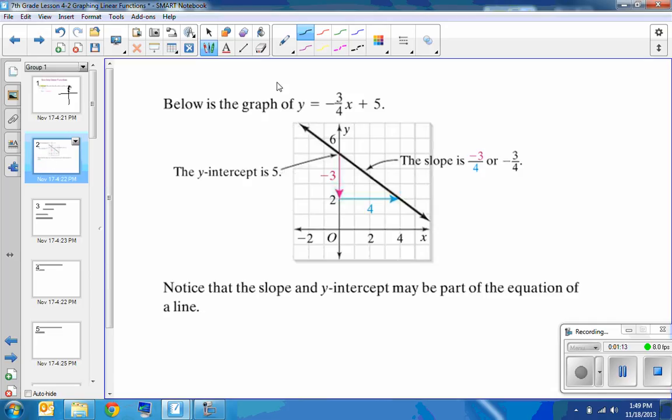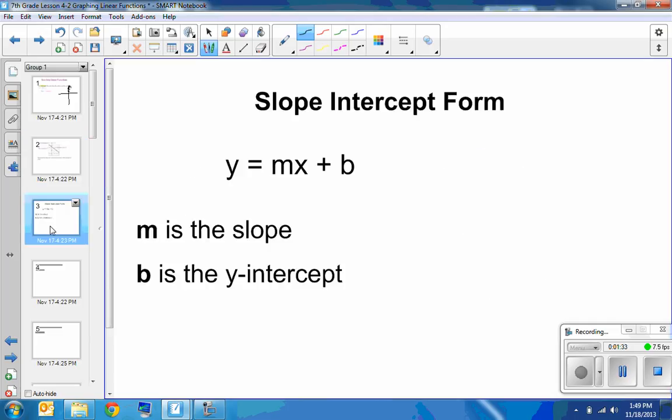So if I looked at how this was graphed, I would start at 5, where my y-intercept is, and then I would take my slope, go down 3 to the right 4, put a point, down 3 to the right 4, put a point. This is the part that we're going to look more at in class. Today we're going to look at identifying the slope and the y-intercept and really what the slope means.